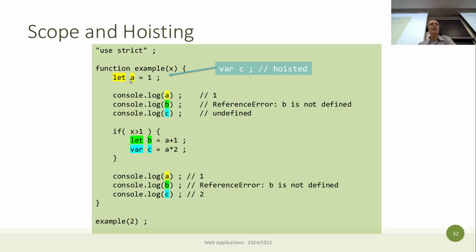Okay, let a = 1, nothing particular. Console.log a. Okay, console.log b, well, b is not defined. This will stop the execution. If you are not in strict mode, b simply gets used, and the code proceeds, and basically you have a bug and you don't know. So that's why it was disabled. Console.log c.